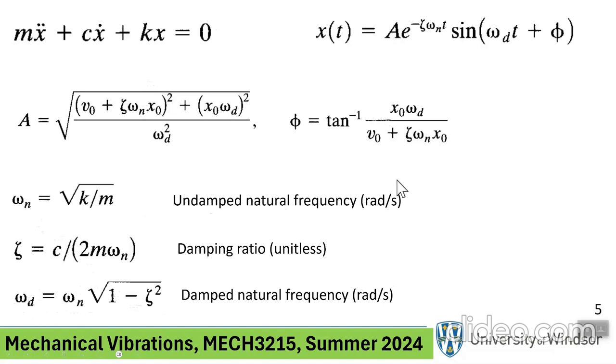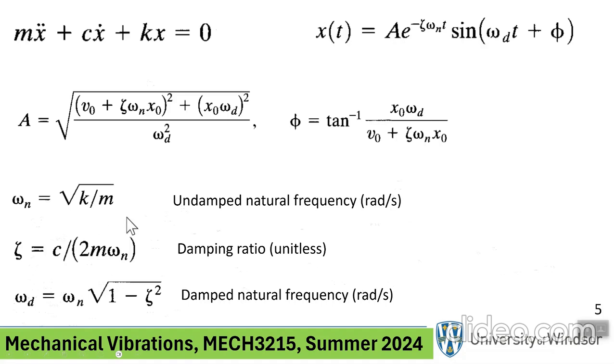Omega n is the natural frequency, the undamped natural frequency. And this omega d is the damped natural frequency, which is omega n times the square root of 1 minus zeta squared. In the event that zeta is 0, omega d is the same as omega n. Or if zeta is small, omega d is close to omega n, but not necessarily the same.